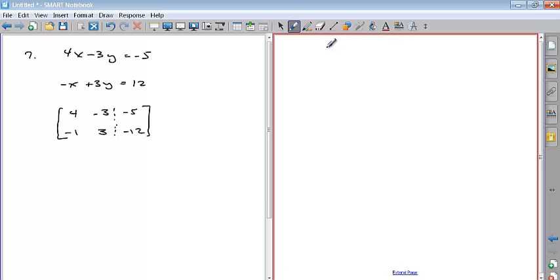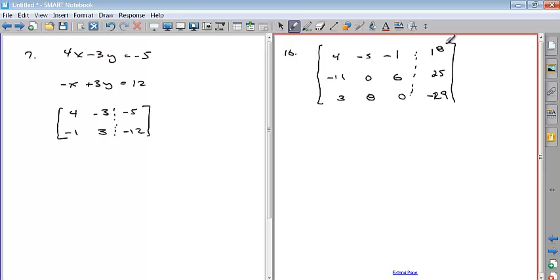Okay, and the next one says write the system of linear equations that are represented by the augmented matrix. So our augmented matrix is 4, negative 5, negative 1, negative 11, 0, 6, 3, 8, 0, this little vertical dashed line, 18, 25, negative 29. Going in the opposite direction, we're going to have x, y, and z because we have 3 columns.